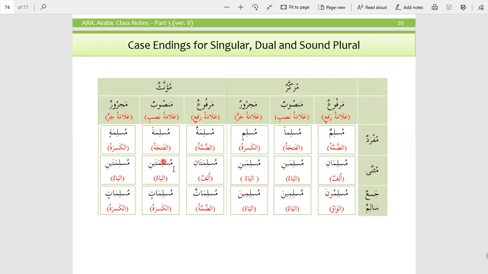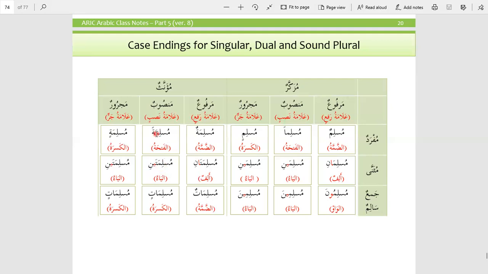We also have Muslimatain. This ya is showing us this word is in mansubun case, and also it is in mu'annath form. And look at the difference between mu'annath Muslimatain and Muslimain mudhakkar, mudhakkar mutanna and mu'annath mutanna. It is a ta that is additional.